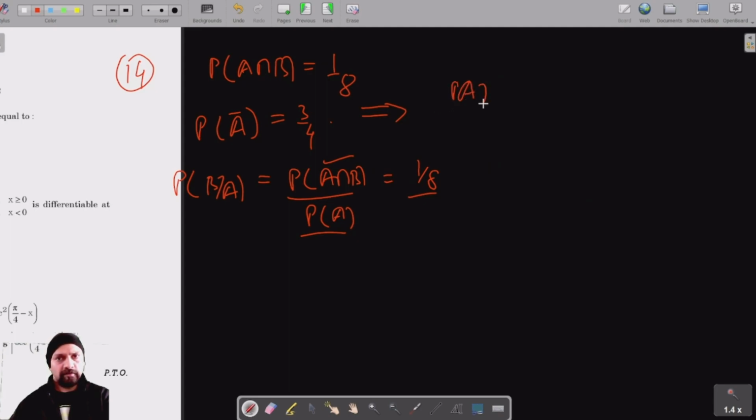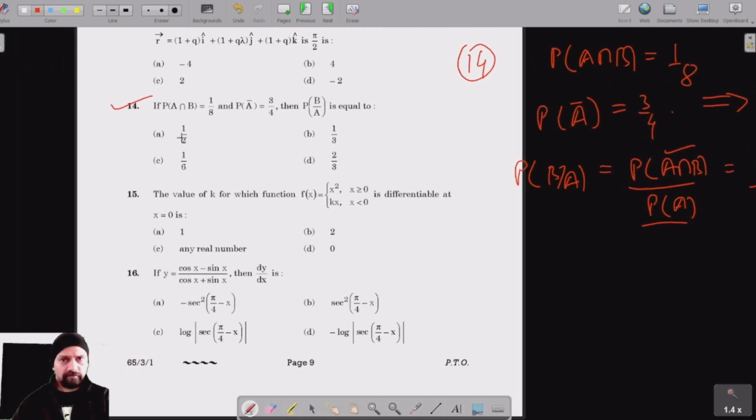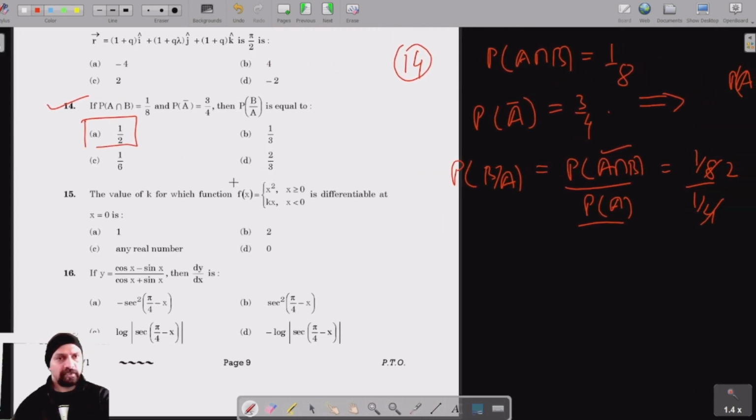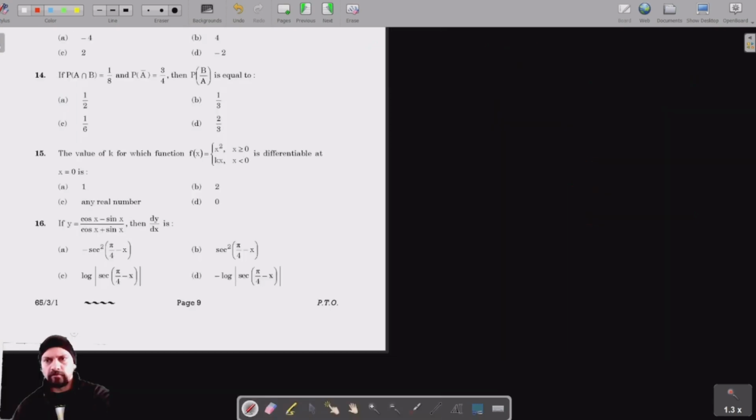So the probability of A is equal to 1 minus the probability of not A, and the probability of not A is 3 by 4. So this is equal to 1 by 4. Let's put in the value, which will give us half. So the probability of B by A is half. Option A is the correct answer. Let's move on to question number 15.